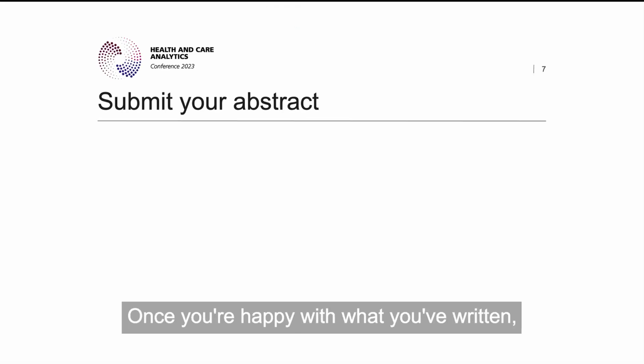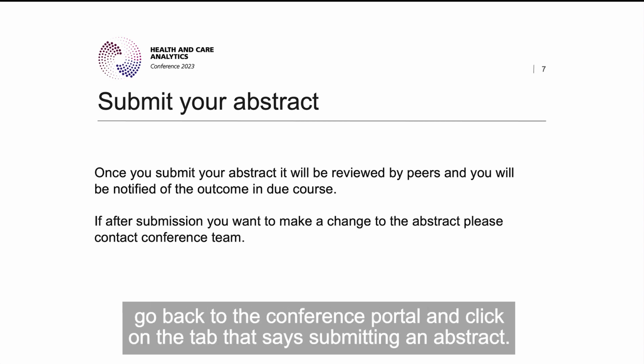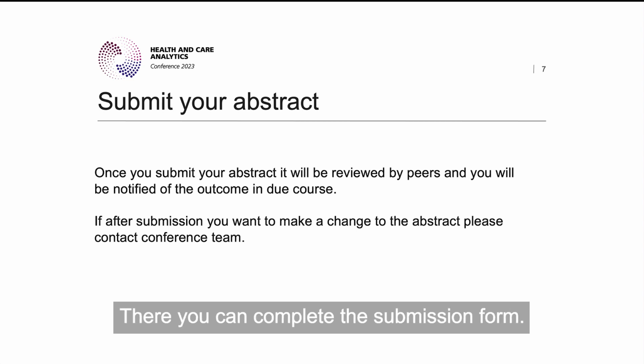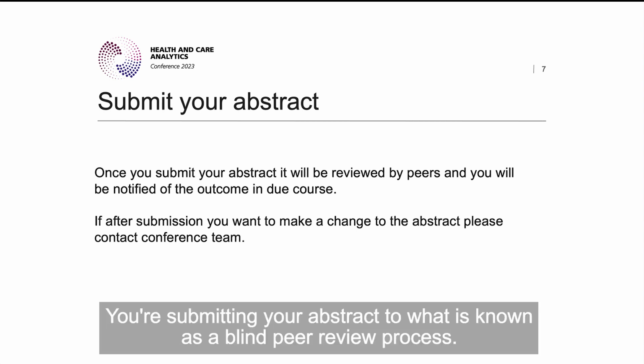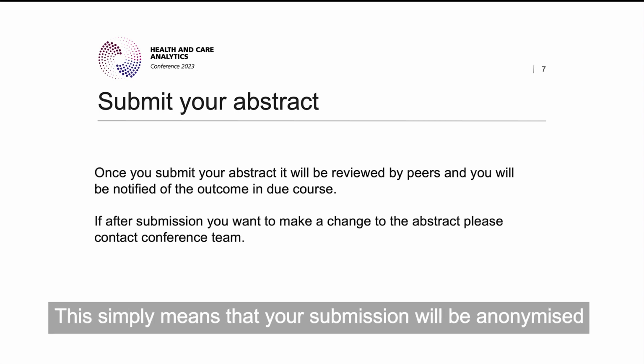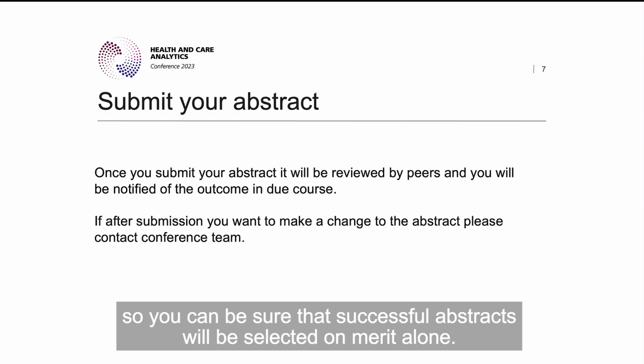Once you're happy with what you've written and it's within the allowed word count, go back to the conference portal and click on the tab that says Submitting an Abstract. There you can complete the submission form. The deadline for abstracts is the 27th of March. You're submitting your abstract to what is known as a blind peer review process. This simply means that your submission will be anonymised so that the panel who review the abstracts will not know who has submitted it, so you can be sure that the successful abstracts will be selected on merit alone.